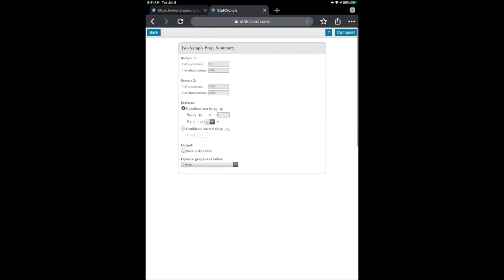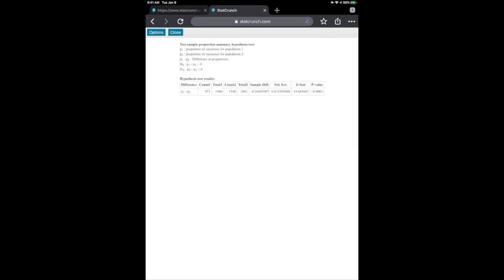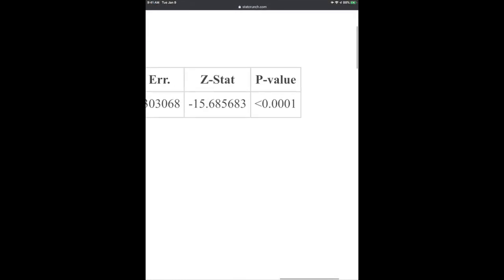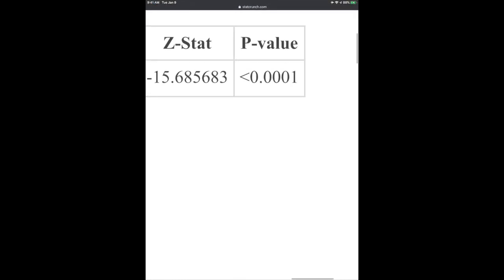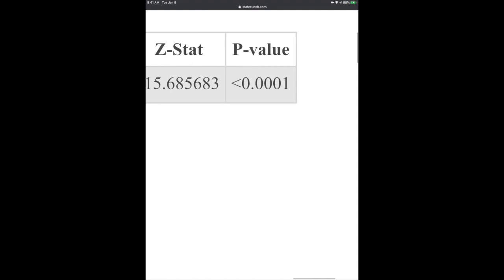And that's it. So I'll hit compute, and a pop-up comes up. And you'll see it says the p-value over here is less than 0.00001. So this is our p-value right here.